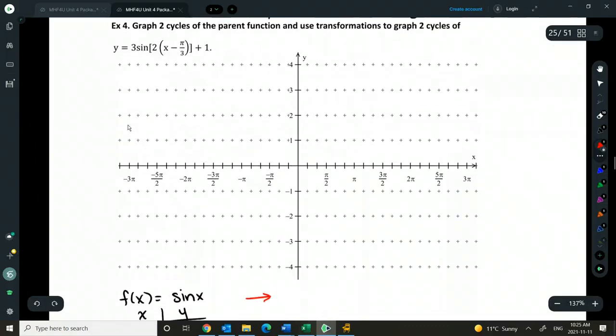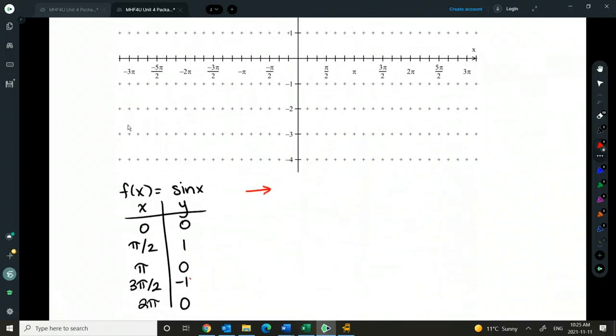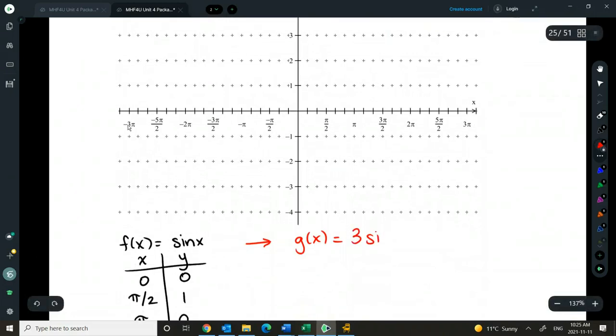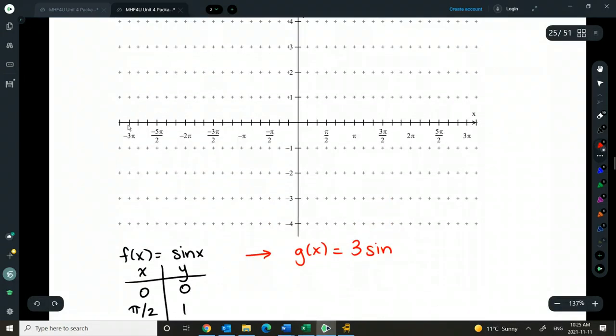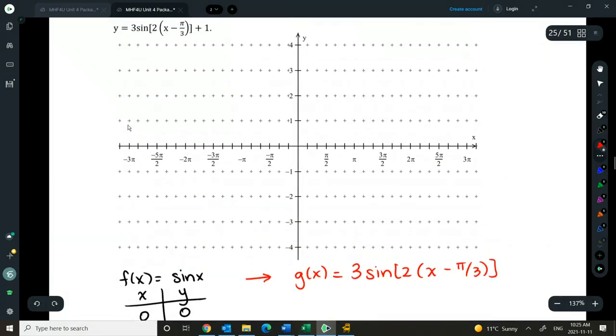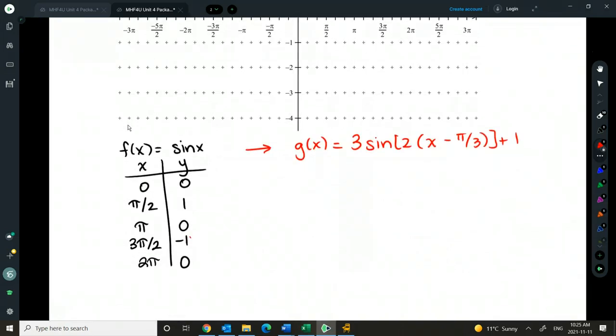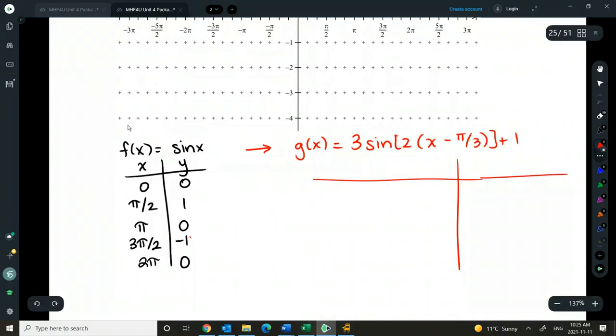Okay, let's do the transformed function here. It's called y. I might just call it g of x here, so we can label it: 3 sine of 2x minus pi over 3, plus 1. All right, how do I set up my transformation equations here? Same as always. Kenzie?